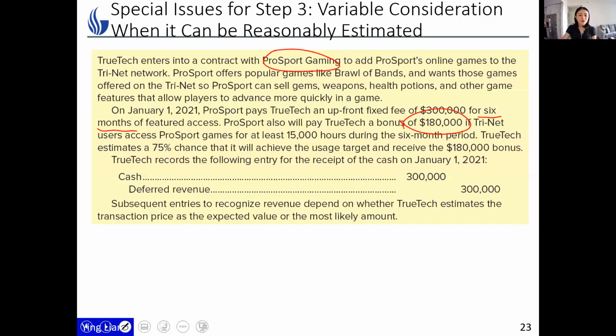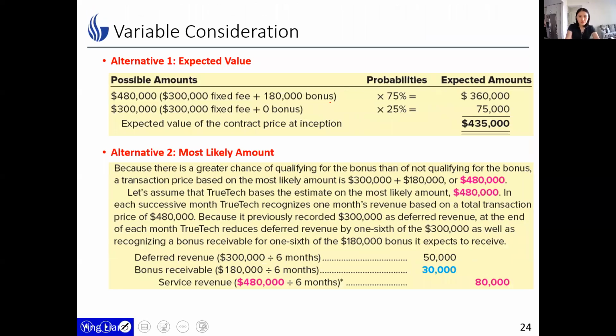So when TrueTech has the money upfront, $300,000 upfront, this is what TrueTech does, and it is very familiar, not hard. It's deferred revenue because you pay upfront, and TrueTech hasn't even started the 6 months of platform service yet. So I put the $300,000 in cash, and then I have it in my liability account called deferred revenue.